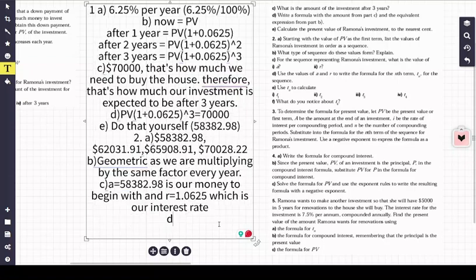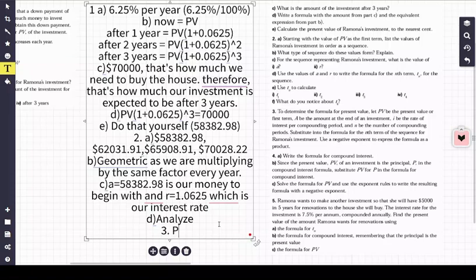Alright, and D, use these values to write the nth term. So you can do that. What do you notice about T4? So you go ahead and analyze all that. To determine the formula of present value, let PV be the present value or first term, and A be the amount at the end of the investment. So let's go ahead and write the formula now.